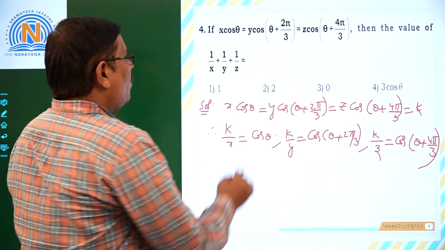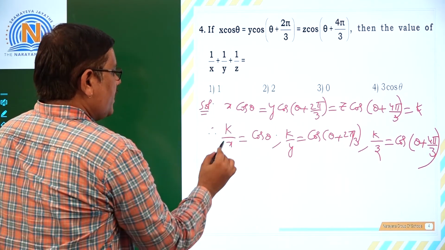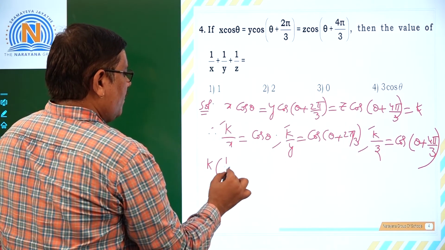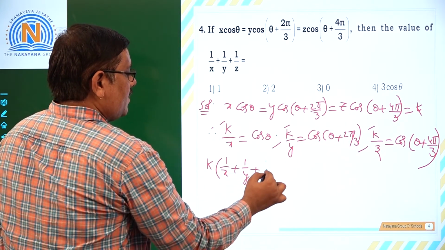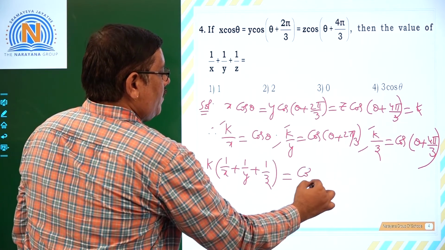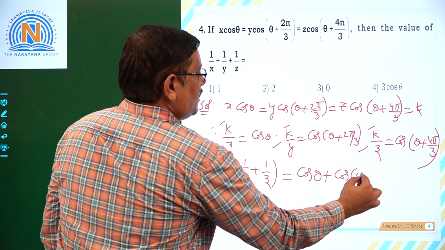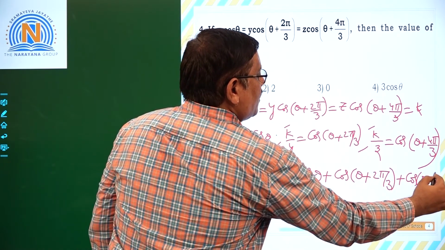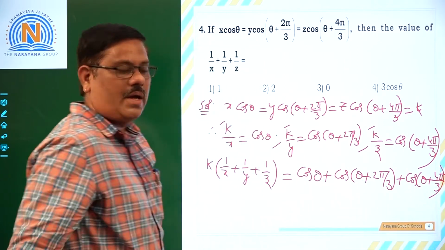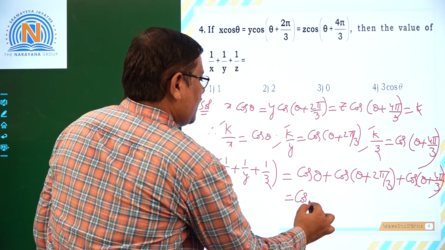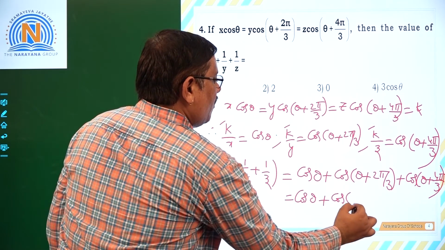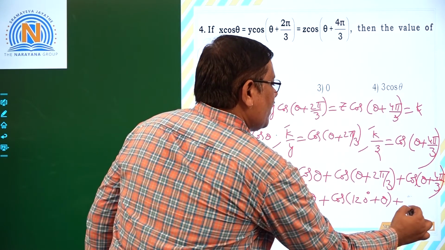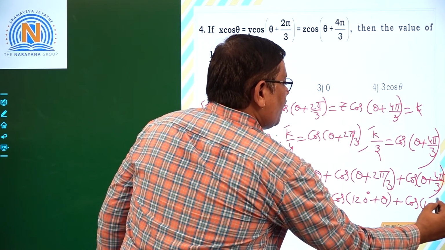Okay? Now, what do we need? 1 by x plus 1 by y plus 1 by z. Let us add up these parts. So we have k times (1 by x plus 1 by y plus 1 by z), that is going to be cos theta plus cos(theta + 2 pi by 3) plus cos(theta + 4 pi by 3). Otherwise, I can write it as cos(120 degrees + theta). If I convert radians into degrees, plus here, it is going to be cos(120 degrees - theta).